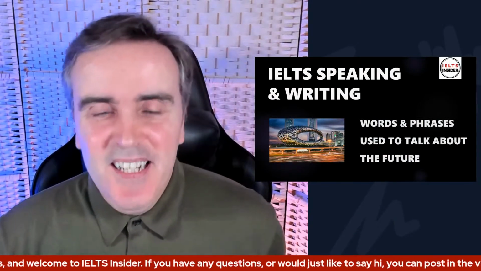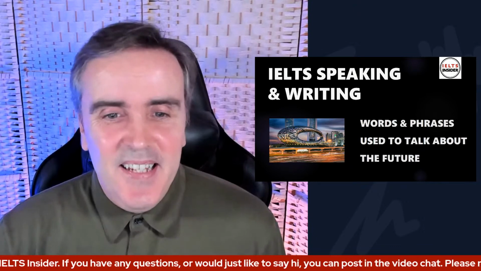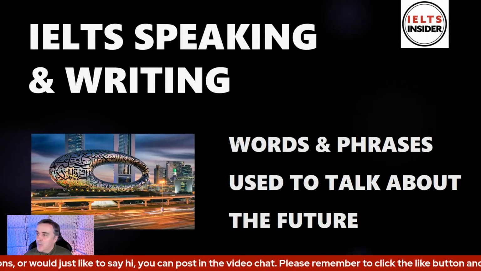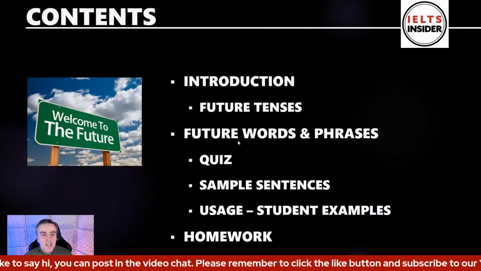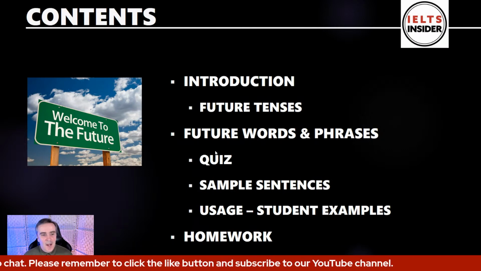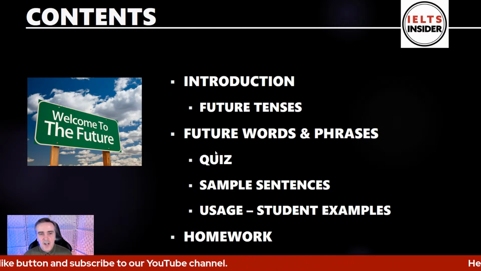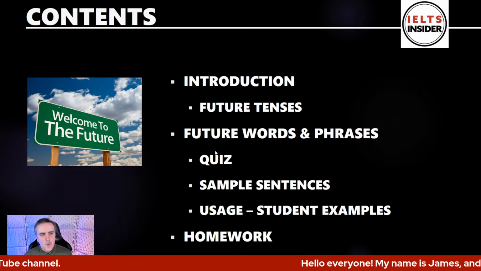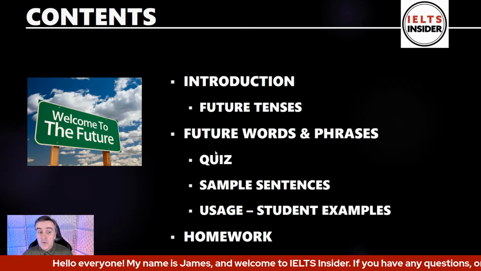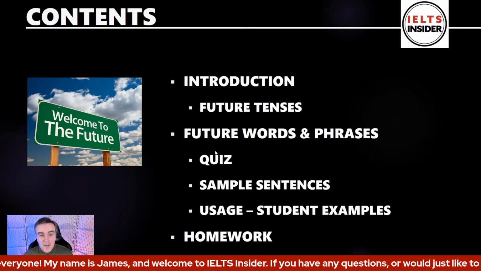So, everybody, in today's lesson, we are going to be looking at some words and phrases we can use to talk about the future. Now, to start today's lesson, I'm just going to go over a little bit of grammar. We're going to look at four commonly used grammar tenses, just to give us an idea of how we usually talk about the future.